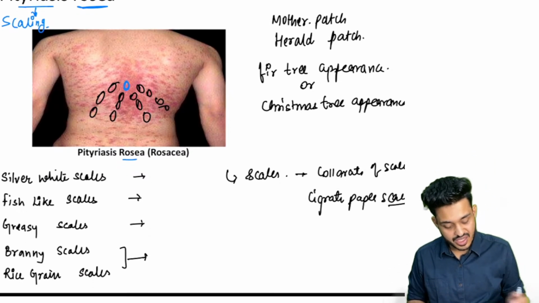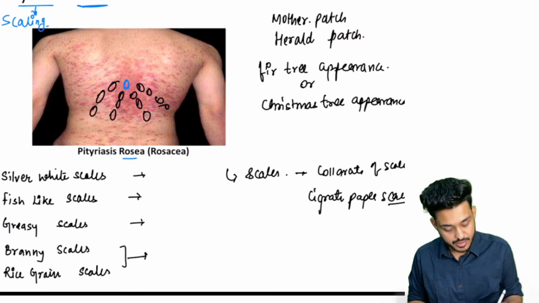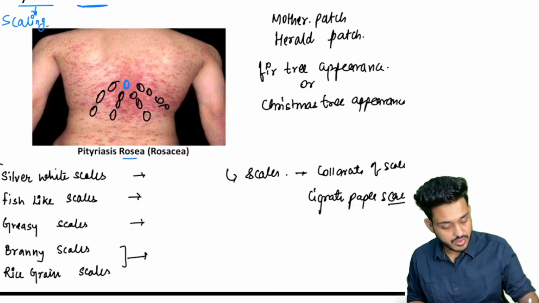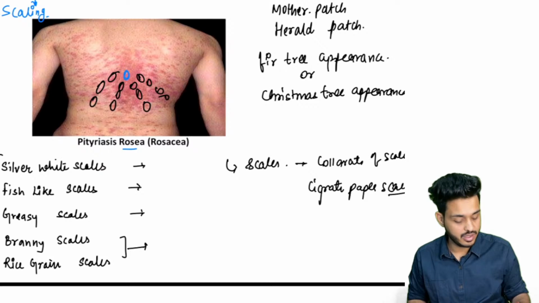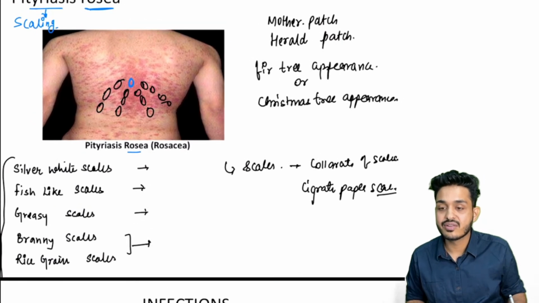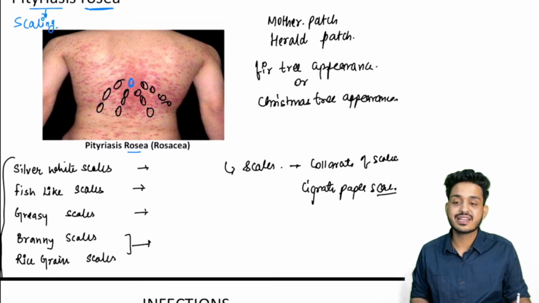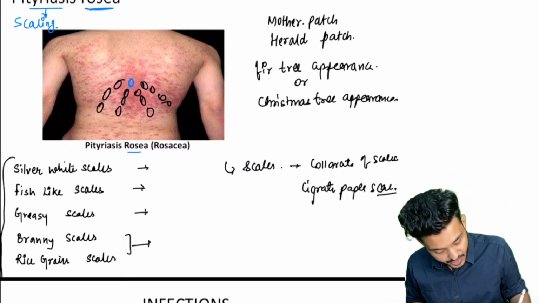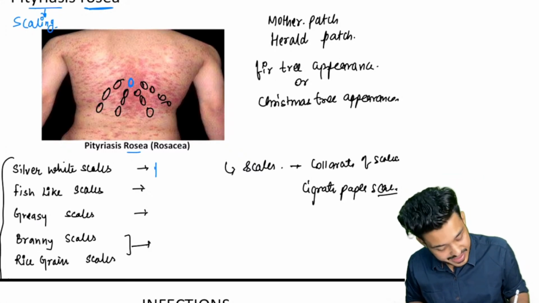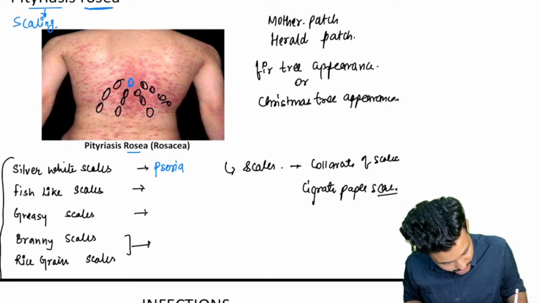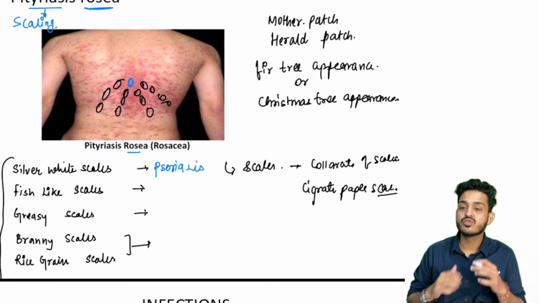Silver white scales. I have clubbed multiple scales over here, so that it would be easy for you to revise. So these are your silver white scales. Where did we see silver white scales? We have seen them in which disease? Answer me, guys. We have seen them in psoriasis.